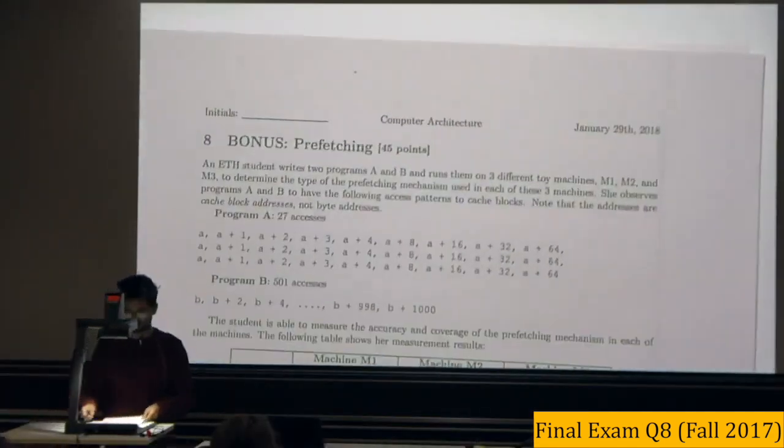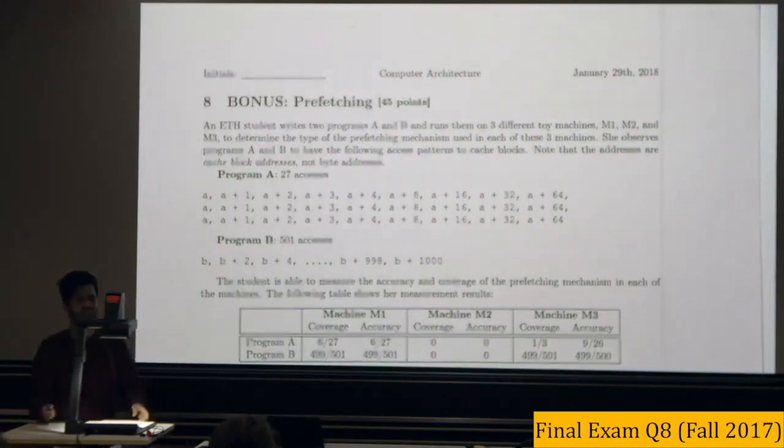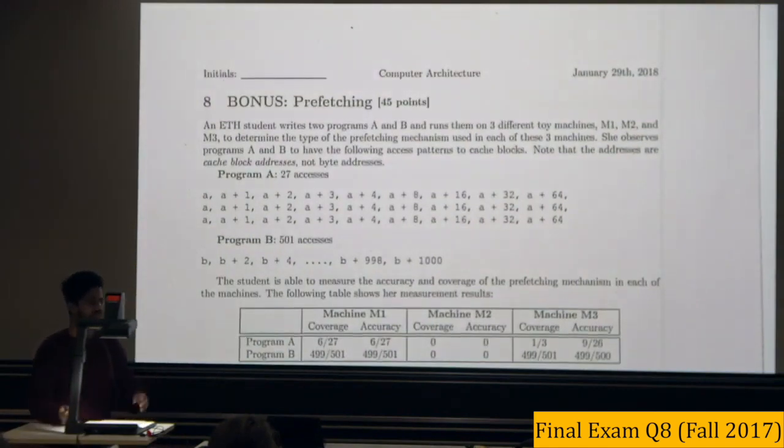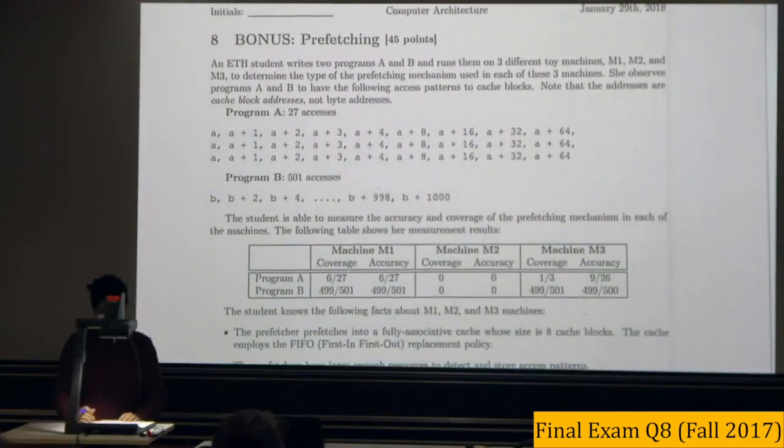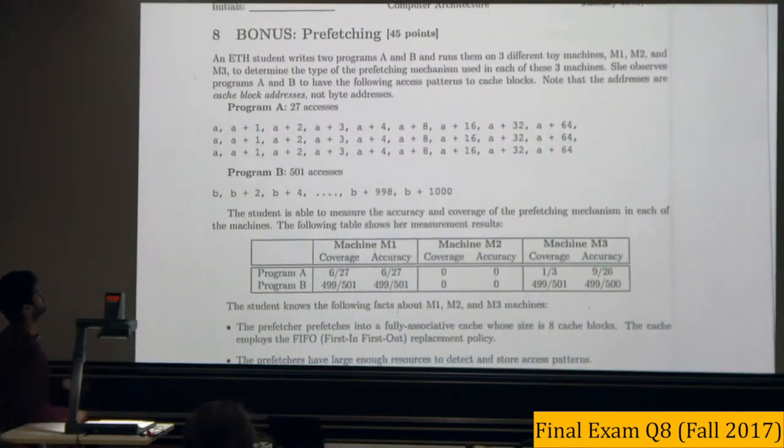So this question is about prefetching. Hope that you guys are enjoying the prefetching lab. So yeah, okay, let's read the question first.